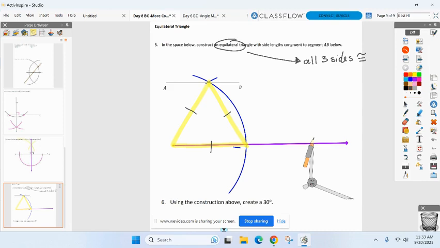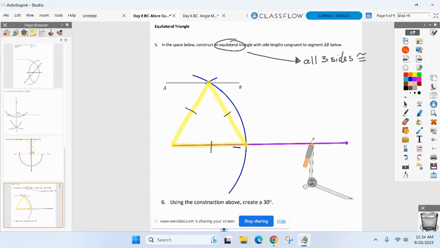Ready for number 6. Use this construction. All right, I don't want to build a new one. Use what we have already to get me a 30-degree angle. Not 29, not 31. Exactly a 30-degree angle from that diagram. All right, let me push it. A bunch of you guys told me all 3 sides were congruent, right? In an equilateral. So are the angles. All 3 angles are equal.